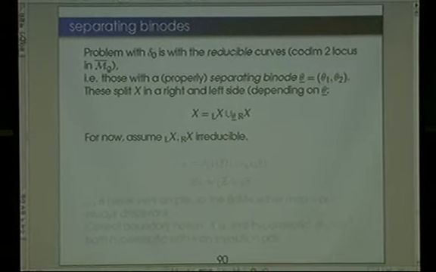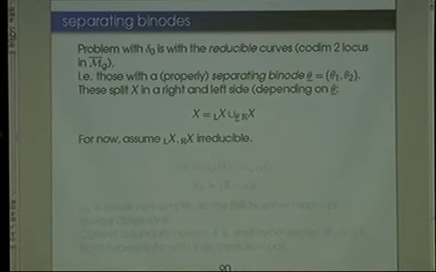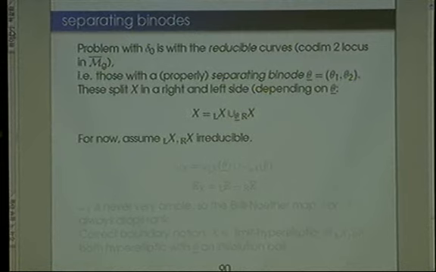And so in a nutshell, why is that? Again, what happens here is that the curve splits into a left and a right part. They're separated by the pair, not by any single node. And let's assume that either side is irreducible.